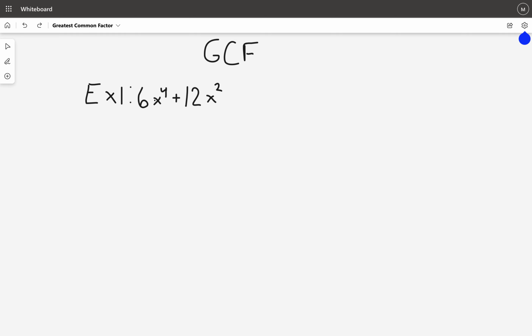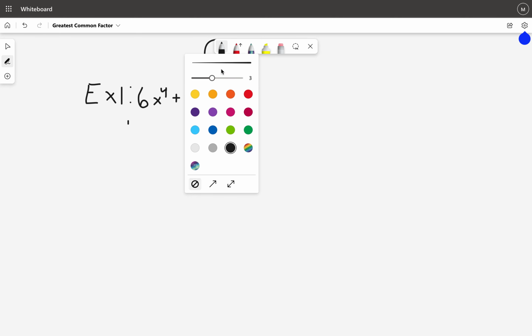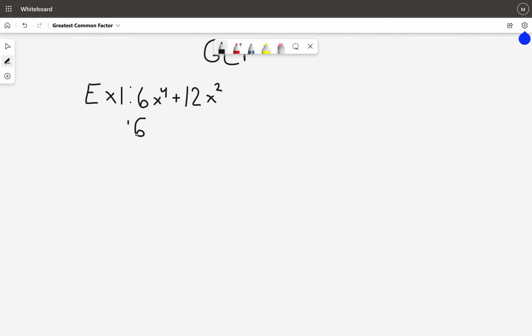So the first example is 6x to the fourth plus 12x to the second. The first step we have to do is find the factors of 6 and also the factors of 12. The factors of 6 are 1, 2, 3, and 6. We can check our work by saying 6 times 1 is 6, 3 times 2 is 6. Now we have to do the same thing for 12.